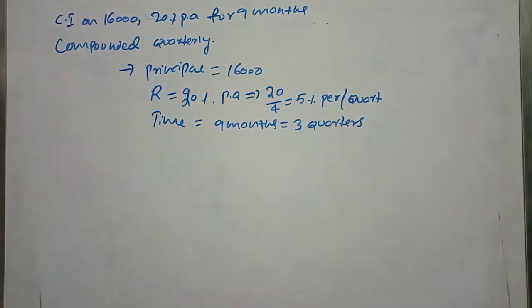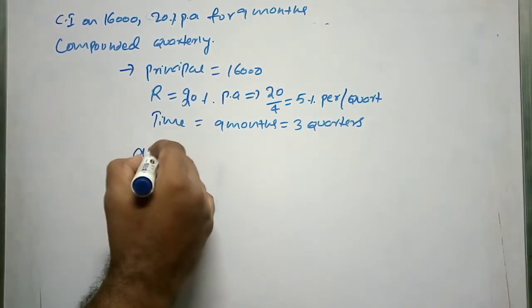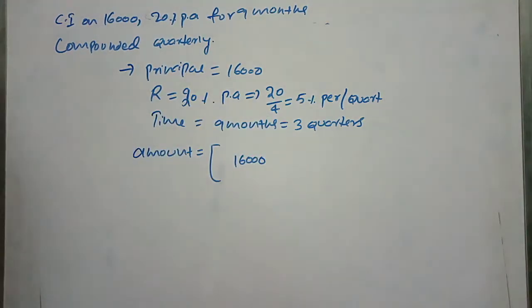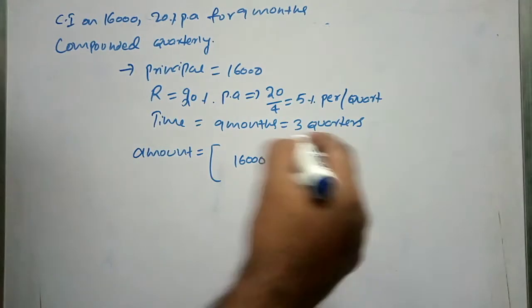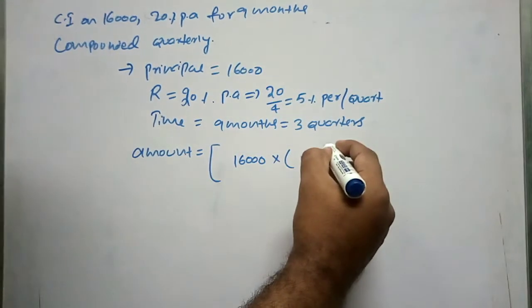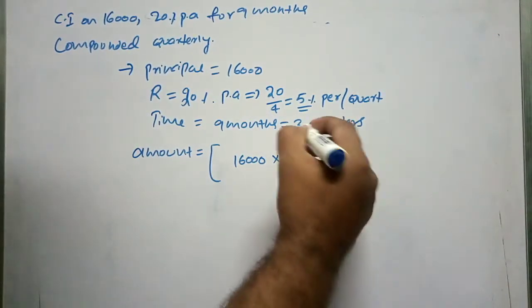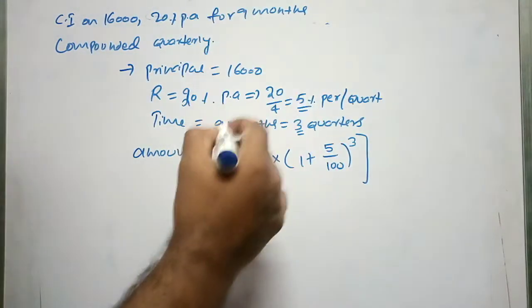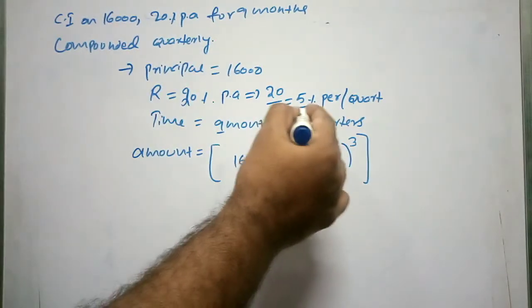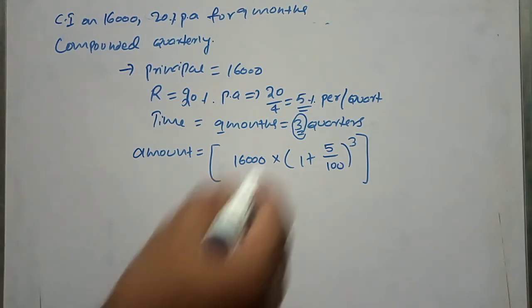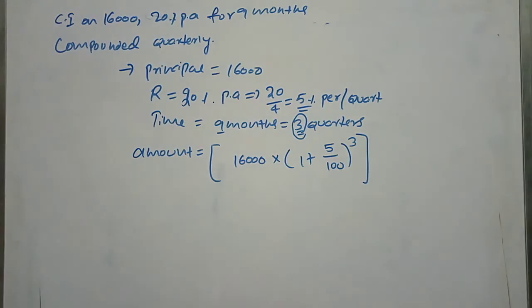So now what we are going to do is amount is equal to principal, that is 16,000, multiplied with 1 plus the rate of interest 5 divided by 100, to the power time, that is 3, right? Why have we not taken 9? Because for the 3 quarterly, compounding is based on quarterly. Why have we not taken 20? Because interest is also quarterly. Quarterly it is 5%. So that is the reason.